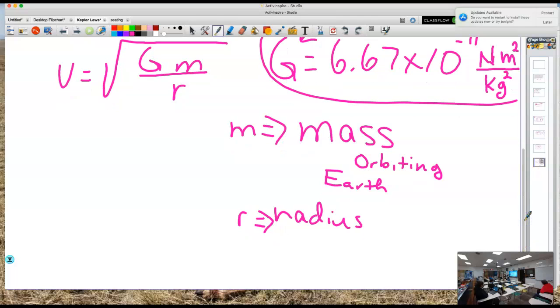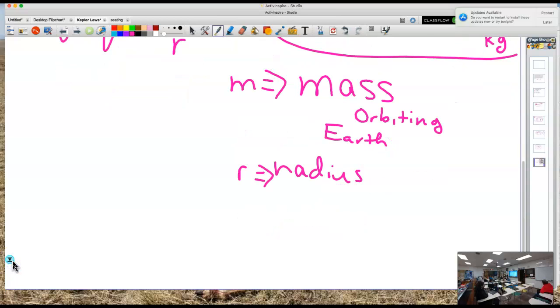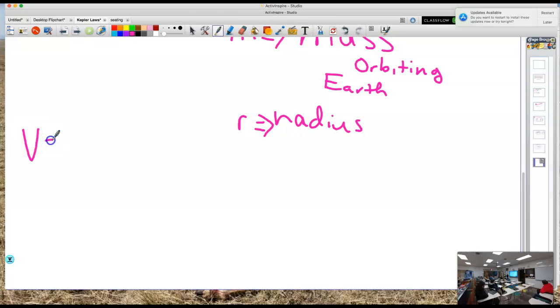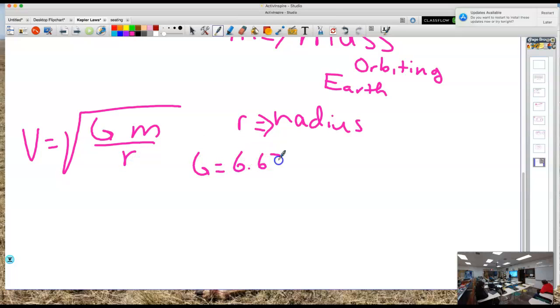So, we've got G, we've got the mass of the Earth, and we've got the radius, right? And that's how we figure it out. So let's do it. V equals the square root of G M over R. We said G was 6.67 times 10 to the negative 11th newtons times meters squared over kilograms squared. M, that's the mass of the Earth. What's the mass of the Earth?